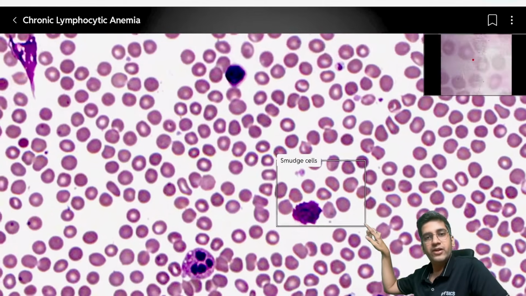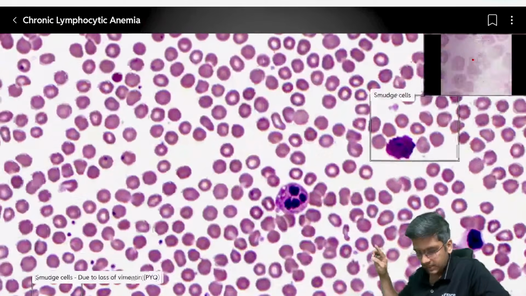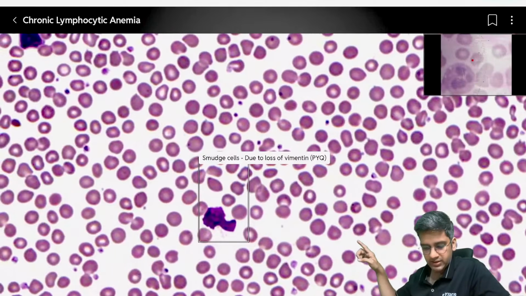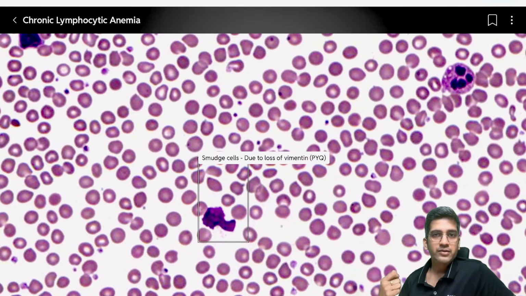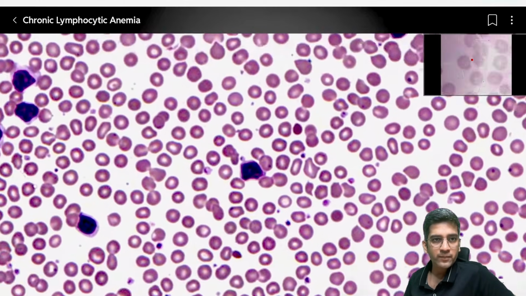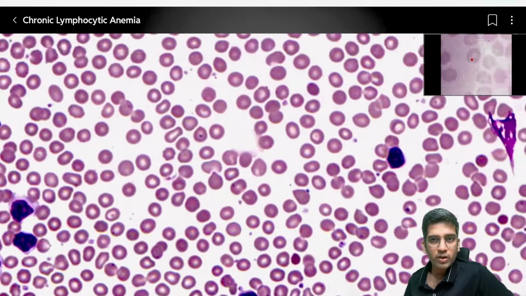That does not have a defined nucleus. It's a destroyed cell. That's a smart cell, right? Look at this. That's a smart cell. Because of vimentin, the cytoskeleton will be lost. So the cell becomes very, very fragile, and that's a smart cell. Fine. Okay. Now someone asked me one more question.